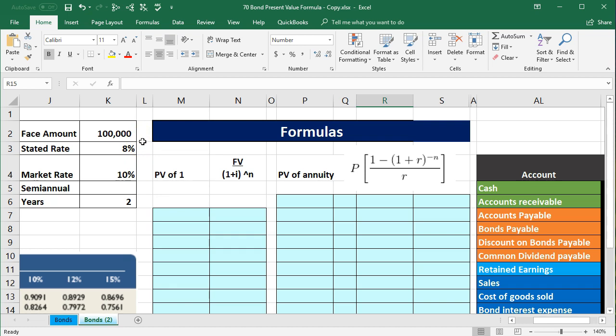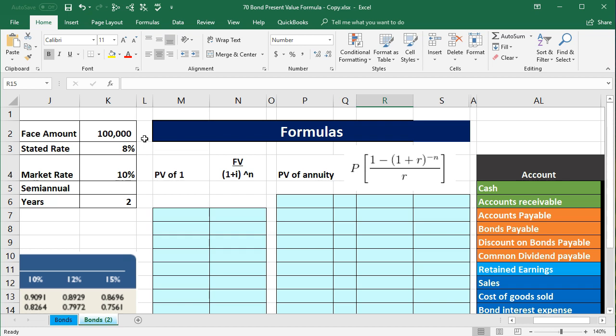So what this means is that this bond has a face amount of $100,000. It has a stated rate on the bond, 8%. The market rate, which isn't on the bond, that's just what we think the market rate is, is 10%. Semi-annual payments, we pay two times a year or every 6 months, and there's going to be 2 years here. That means that at the end of 2 years, we're going to get the face amount back. So we'll pay back the $100,000.